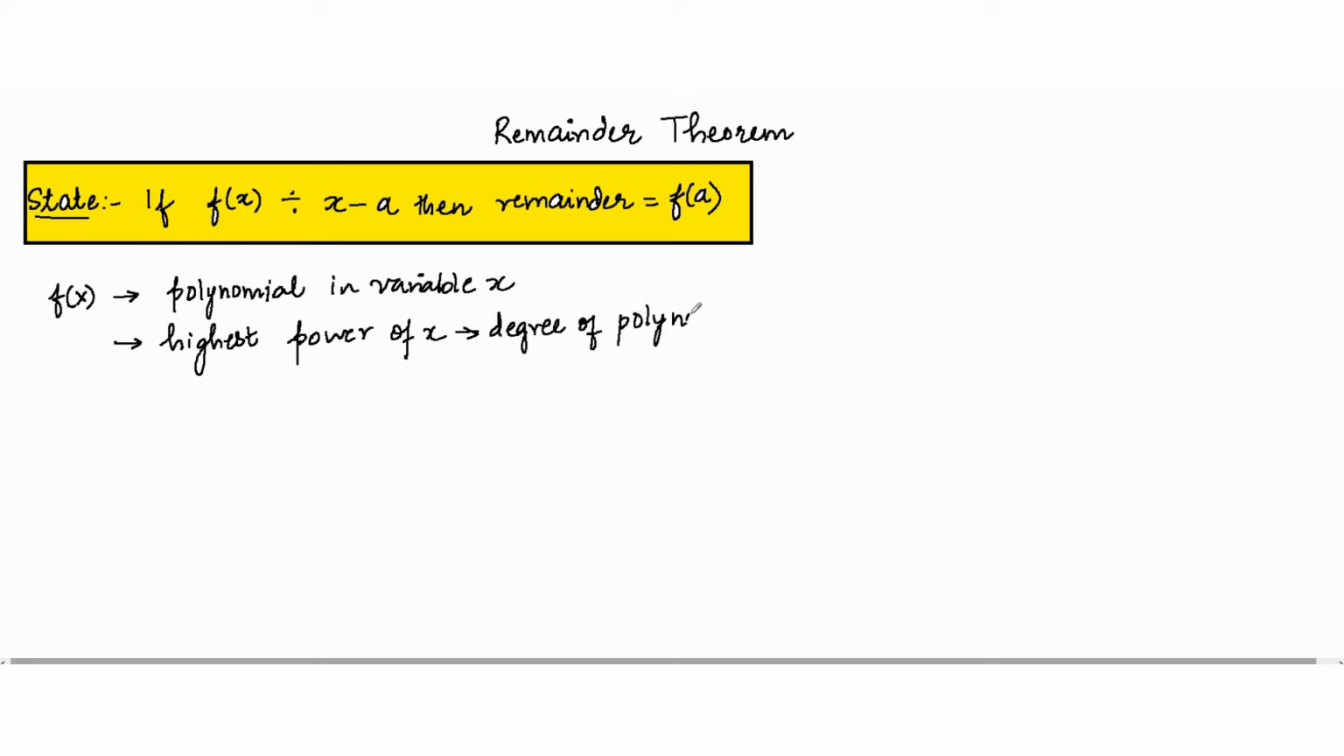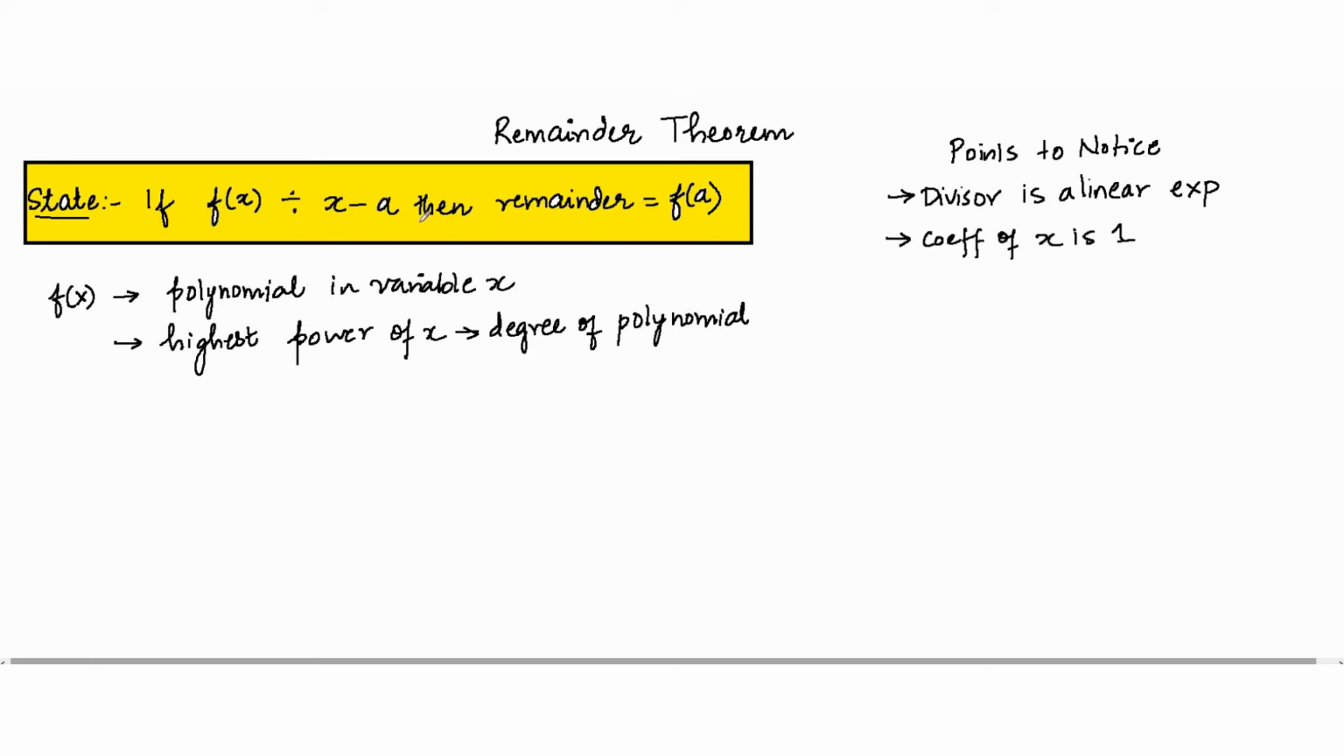Now when this particular polynomial is divided by a linear divisor, let's write some points to notice over here. If you notice, the divisor is a linear expression, or a linear polynomial. So x minus a. The second thing I should notice is the coefficient of x is 1, right? So the coefficient of x is 1 in the divisor.